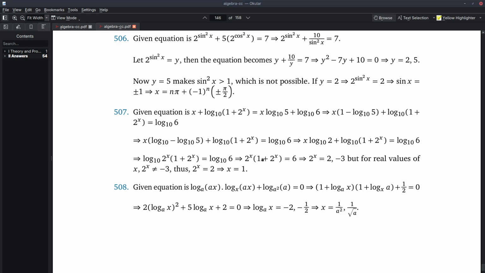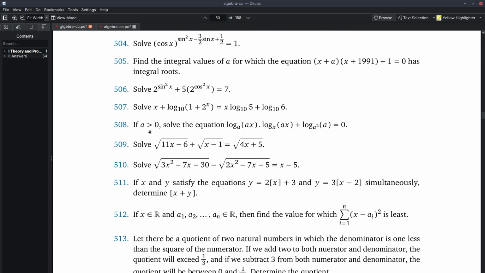Because these are integers. So if you look at this 407, this 6 is 2 and minus 3, and if x is irrational or a fraction, then 2 to power x won't give integer solutions for this. So we take x as integers, and 2 to power x is equal to 2 and minus 3, but 2 to power x cannot be minus 3. So x is equal to 2, and we have x is equal to 1.